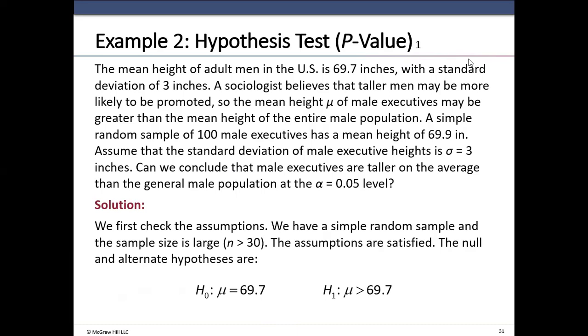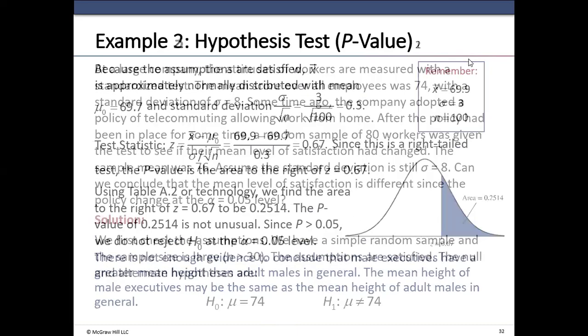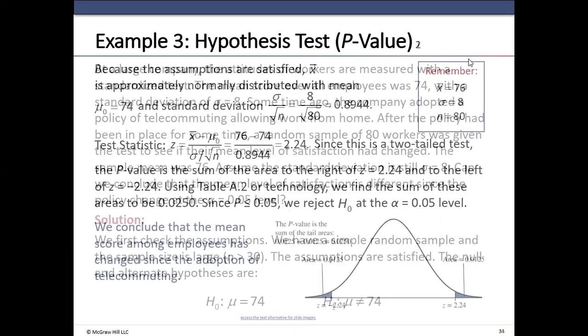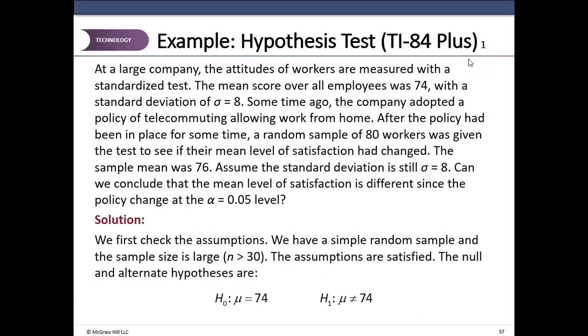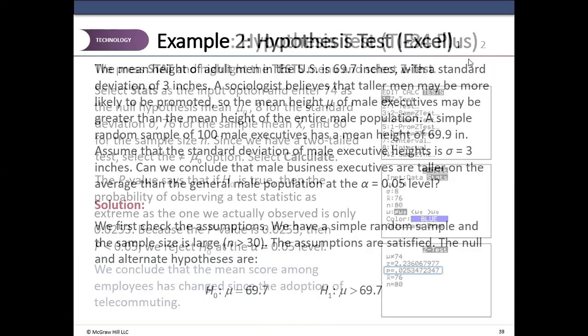We look for the test statistic, which is 1.67. The P-value is 0.047, which is less than alpha. Decision: reject H0. And we conclude that at alpha equal to 0.05, there is enough evidence to support the alternate that mu is greater than 69.7. Okay. And we will let you do this.